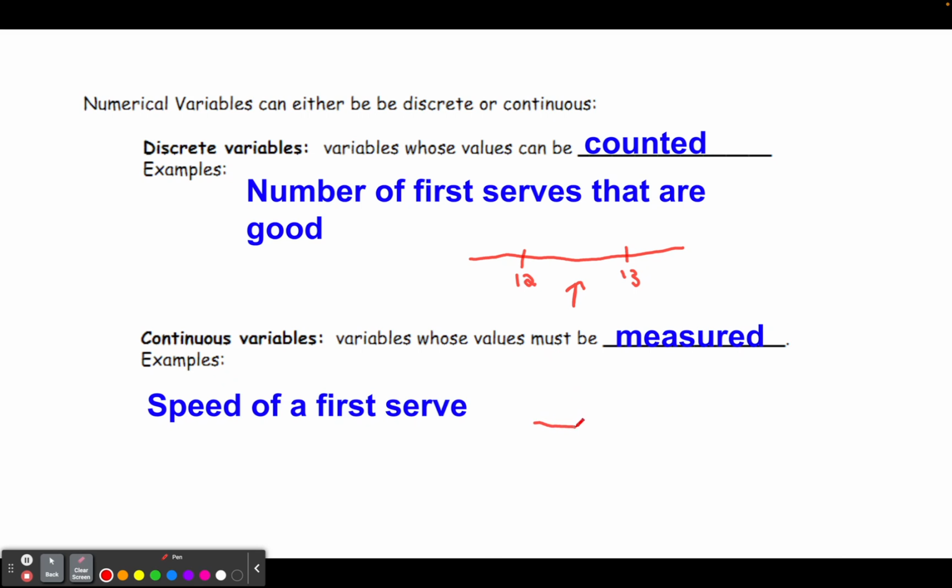With continuous variables, for example, there are not gaps. So, for example, you might have a first serve that is 90 miles an hour, and you might have a first serve that is 91 miles per hour. However, it is possible that you could have a first serve that is 90.5 miles per hour, or 90.25, or 90.00001. So, even though we might not be able to measure those because our measuring device isn't accurate enough, there are no gaps between the possible values of that variable. So, that's another reason why we say it's continuous.